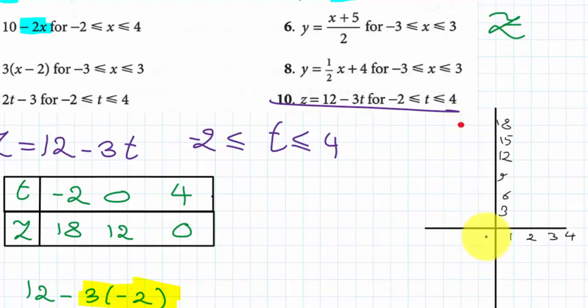0, 12, 0 in x is in the center. 12 on y is here. Then we have 4, 0. 4 in x is here. 0 in y, it means stay here. The 3 points, they form up a straight line. Means everything is correct. Join them. The line is decreasing. As you see, the t is -3t. It's negative, that's why it has a decreasing line from left to right.